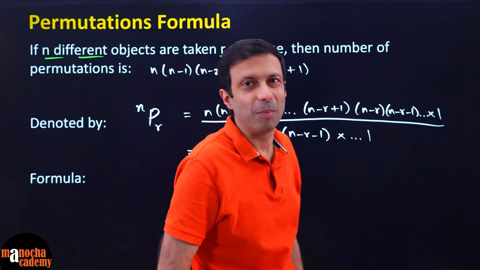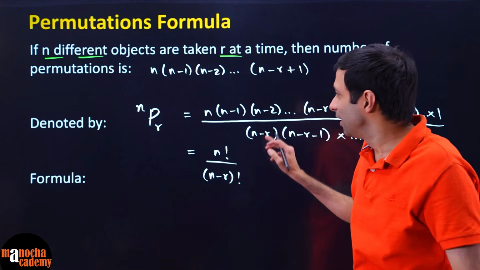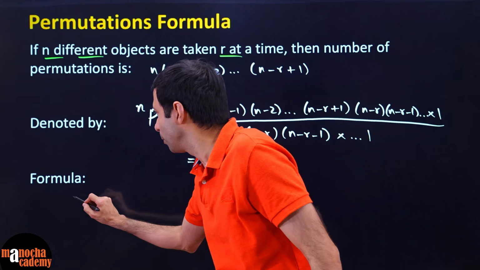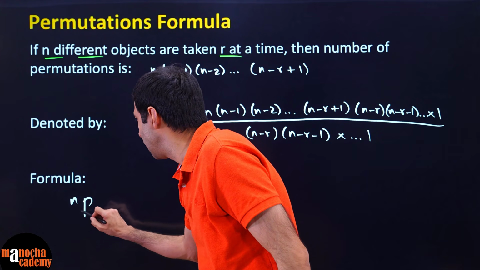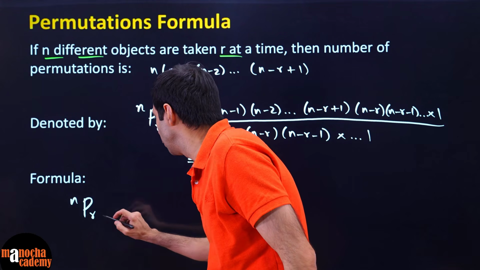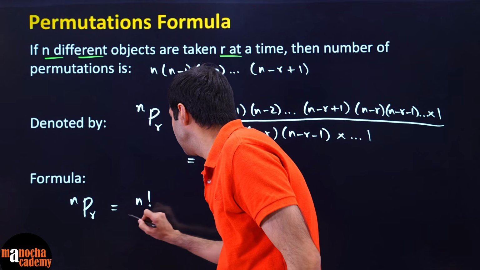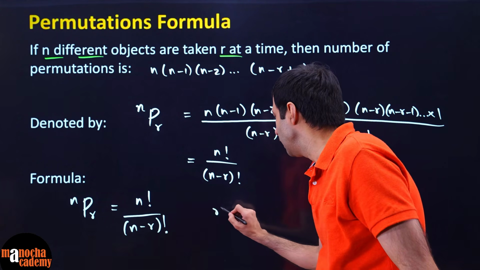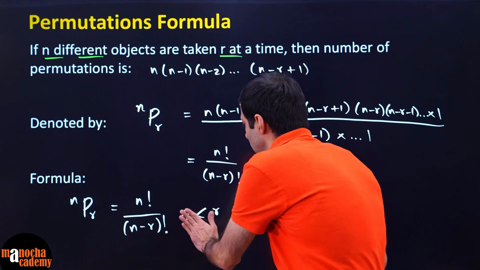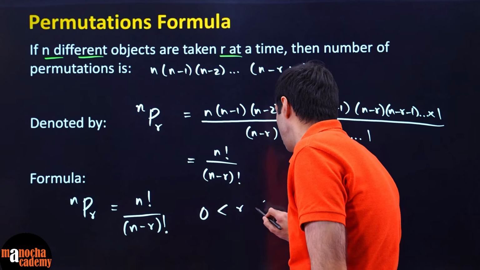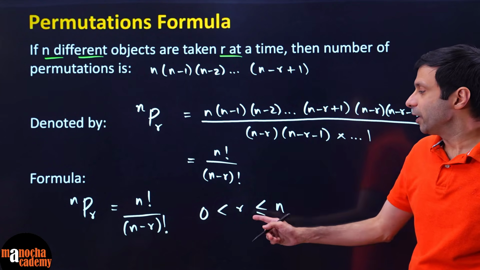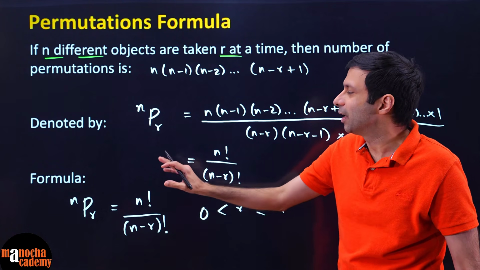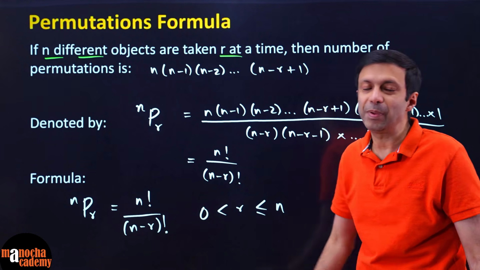So what is our nPr formula for n different objects taken r at a time? We have simplified the formula into this simple thing. So our formula finally works out to be nPr is equal to n factorial divided by n minus r factorial, where r is greater than 0. So you select 1 all the way up to n objects, where you're taking 1 or more objects all the way up to n. And this is your important formula. This is called the permutation formula for nPr.